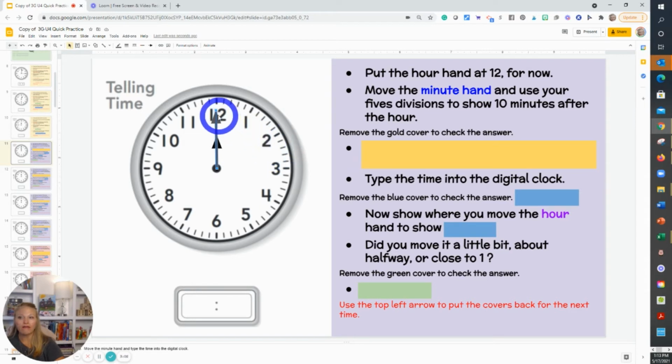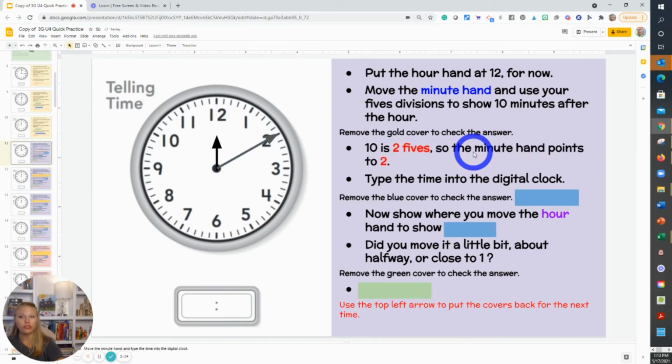Boys and girls, if I want 10 minutes after the hour and every big number here counts for 5, what number would I land on? Class, 2. You're right. 10 divided by 5 equals 2. 10 is 2 5s, so the minute hand points to 2.